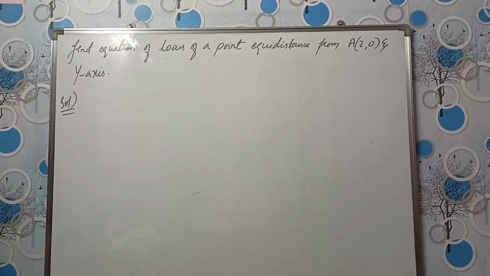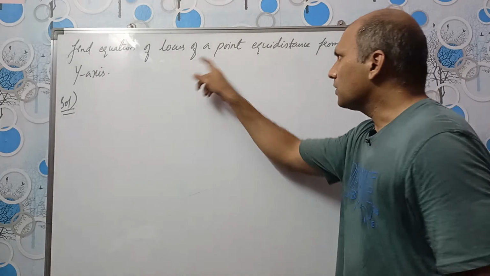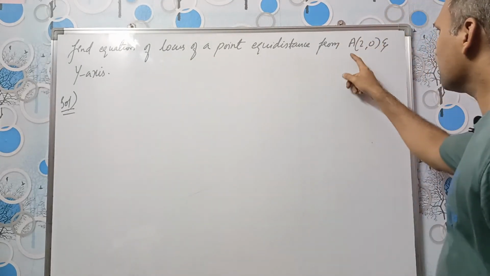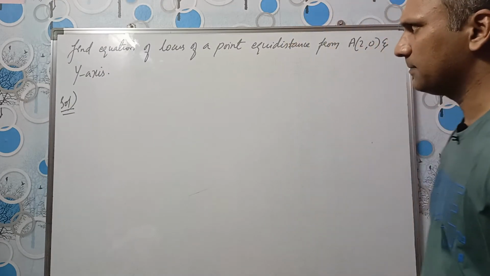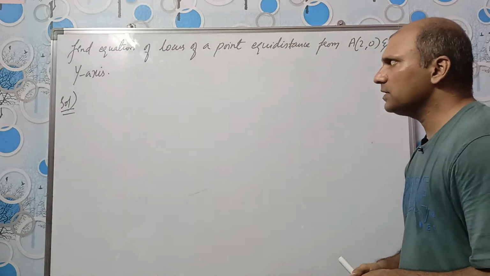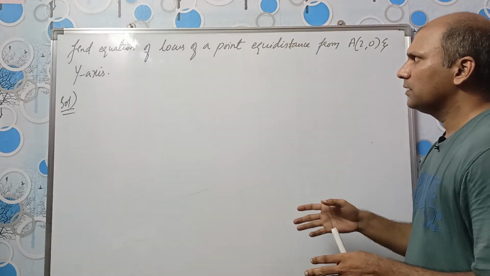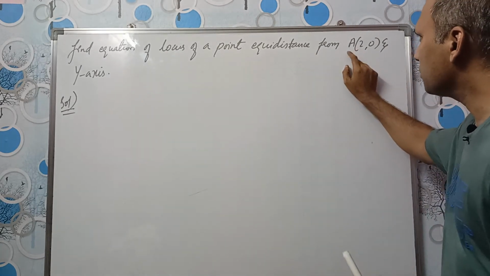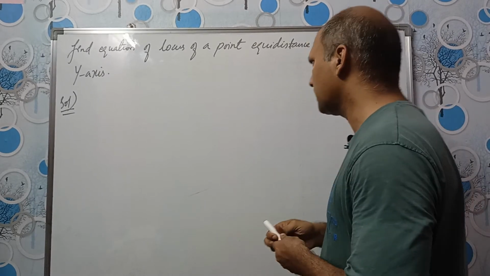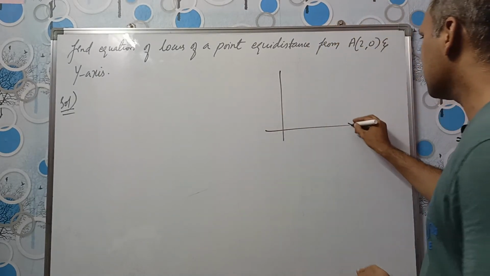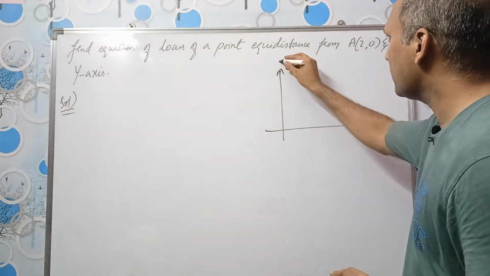We have a similar problem here. Find the equation of the locus of a point equidistant from A(2, 0) and the y-axis. Read the question carefully. There is a point which is equidistant from this point and the y-axis, equidistant meaning equal distance. So let us draw our x-axis and y-axis. This is the x-axis, this is the y-axis.